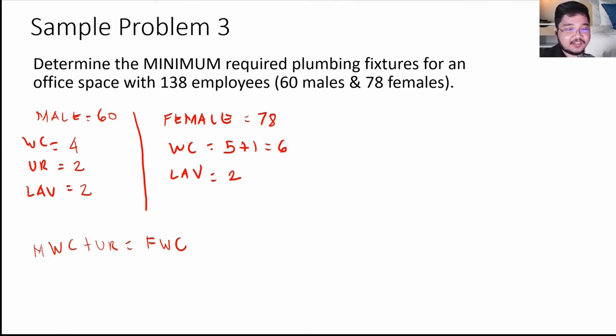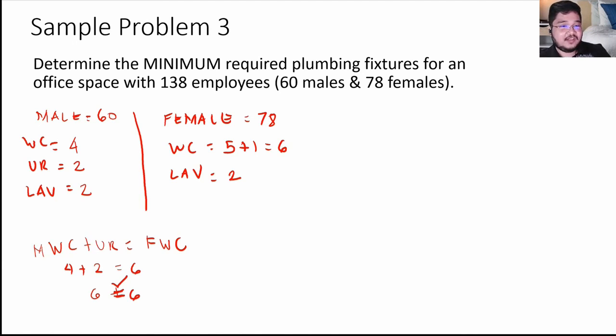So 6 and 6. Okay, so when you're going to satisfy this equation, class, always add to the fixtures that are lacking, never subtract. If you subtract, then of course you go below the minimum required number. Again, 6 equals 6. So now you satisfy this equation.